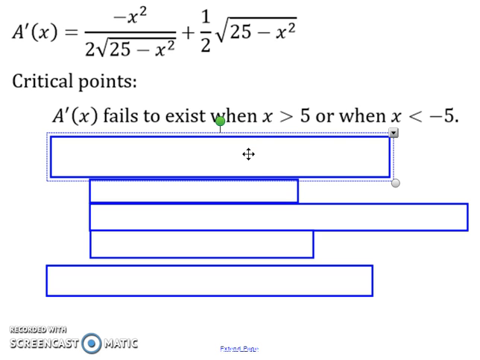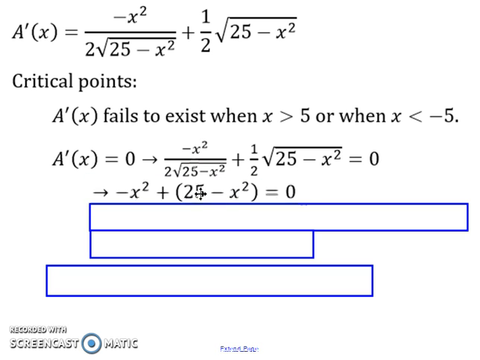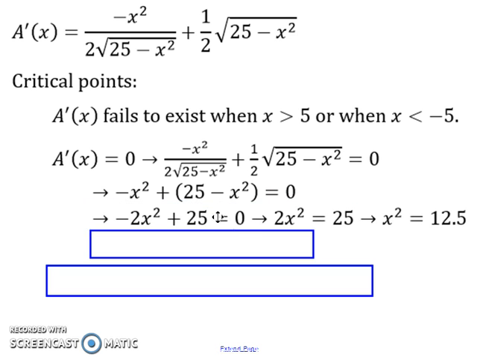The other situation we have to check out is what happens if the derivative equals 0. So I've just said, well, the derivative equals 0, and then I plug this in for the derivative. To solve this, I don't like that on the bottom, so I'm going to multiply everybody by 2 times that square root, and let's see what happens. I'm left with the negative x squared. Here, the 2 cancels with the 1/2, and the square root times the square root gives you what's on the inside. I'm going to combine like terms.